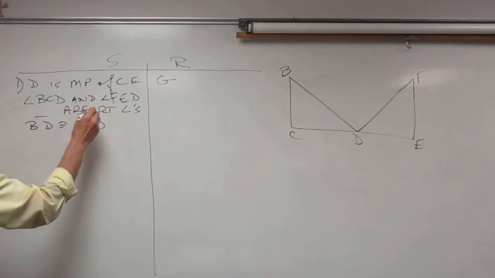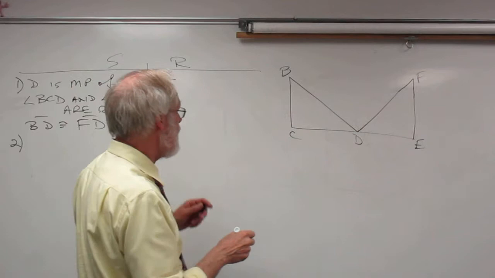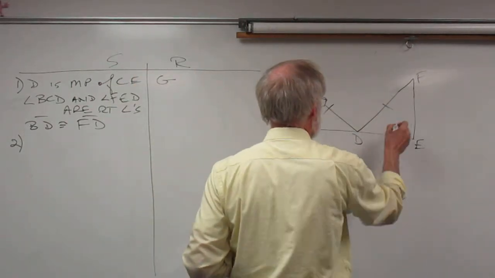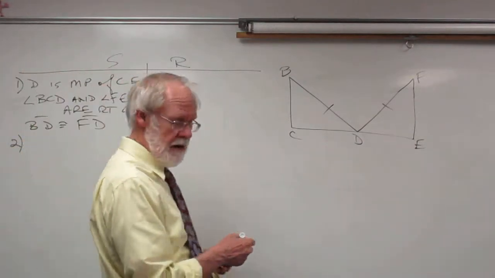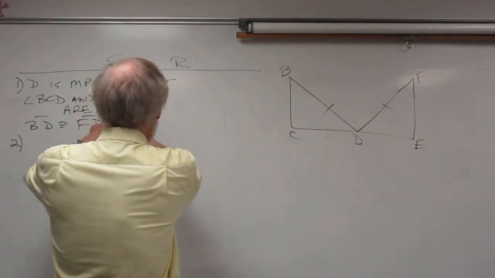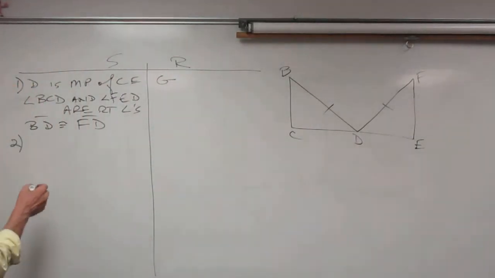FD, and that's all given information. So let's see, BD to FD, so this is congruent to this. Now we can establish, that's the hypotenuse. Remember, we have right angles, so we can establish that they're right triangles.